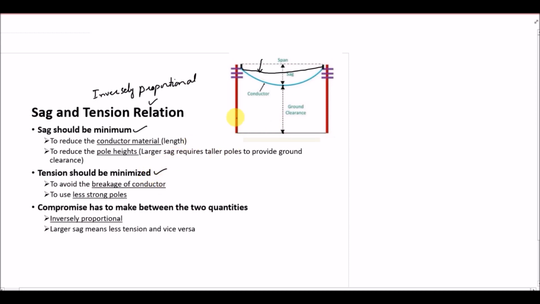Why? Because if the tension in the conductor is large, then there is a chance that the conductor will break. And if the tension is large, then the supports, which are actually towers, should be strong enough to support that particular conductor. So in both cases, we have to compromise between one of the two quantities, because sag and tension are inversely related. If sag is larger, then the tension will be smaller, but if tension is larger, then the sag will be smaller. So we have to compromise between these two quantities.